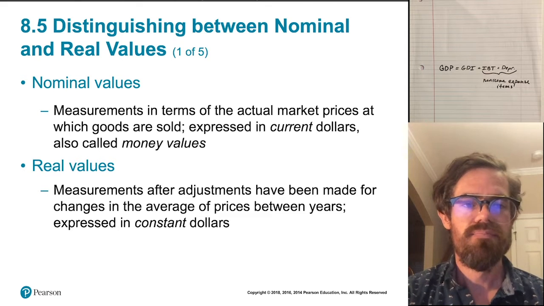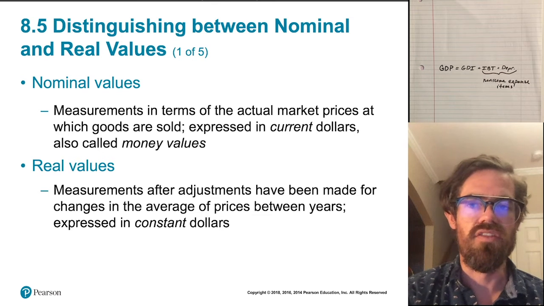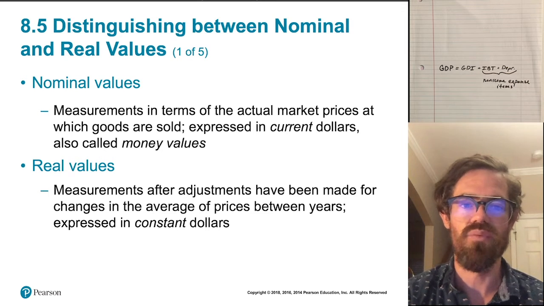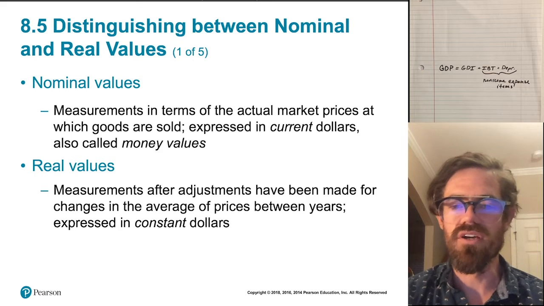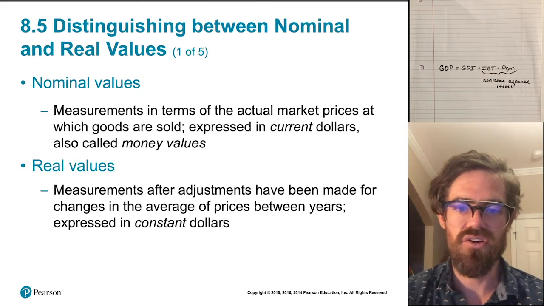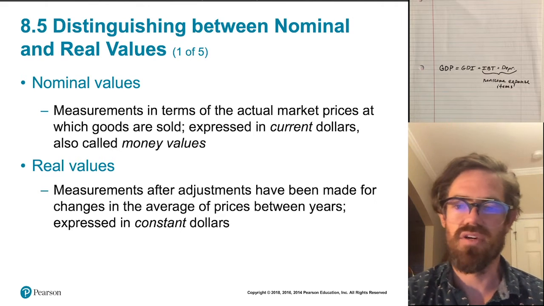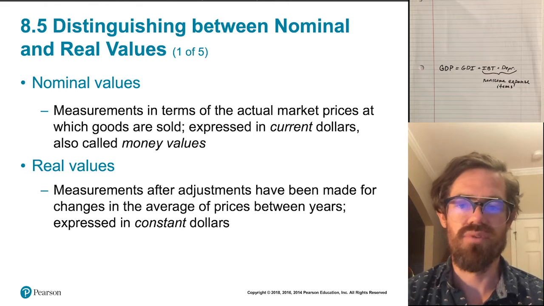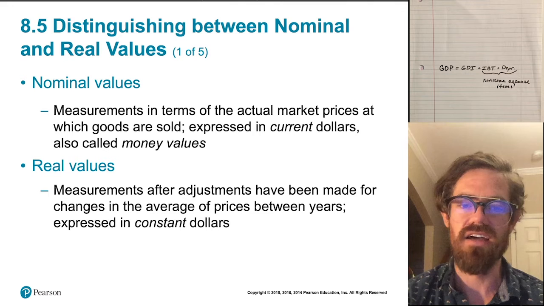But basically, nominal values are the values or the numbers that we are used to seeing in everyday life. They are measurements in terms of actual market prices at which goods are sold. So when you go to the store and you see a can of Coke is $1.10, that is the nominal value of the Coke. It's expressed in today's dollars. And we sometimes also say, rather than nominal values, another phrase for it is money values, right? Because it's in today's money values, money dollars.